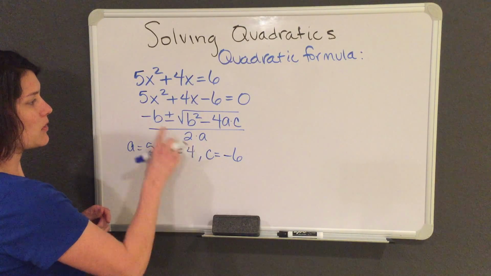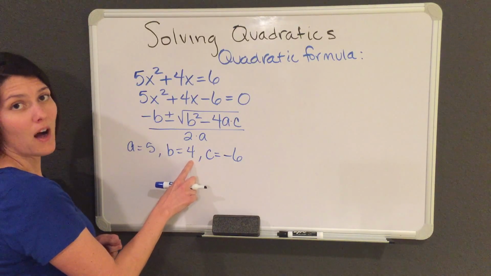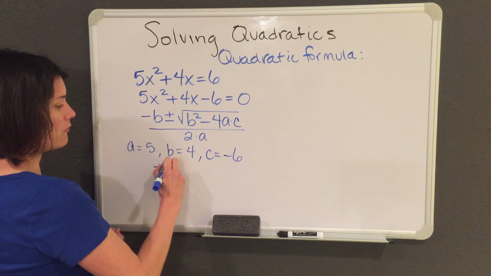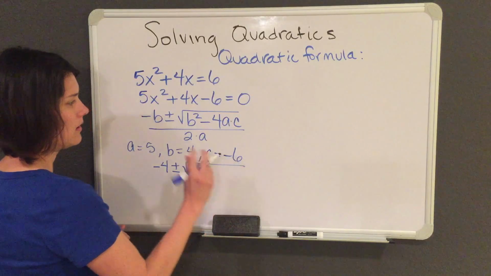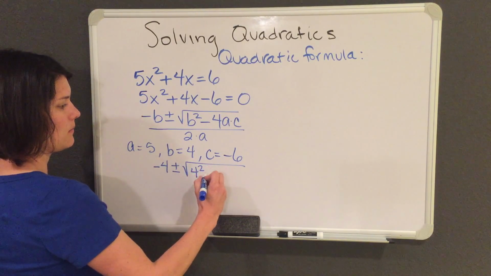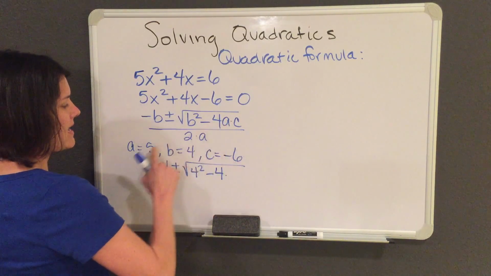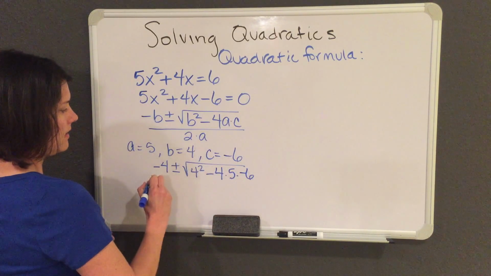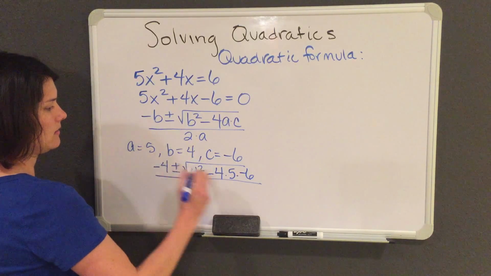I start plugging these numbers into the formula. Here it says negative b. b is positive 4, so to make it a negative b, I write a negative 4 plus or minus the square root of b squared, and b is 4, so it's 4 squared, minus, you just rewrite the 4. My a is 5, my c is negative 6, and then I put it all over 2 times the a, which is 5.